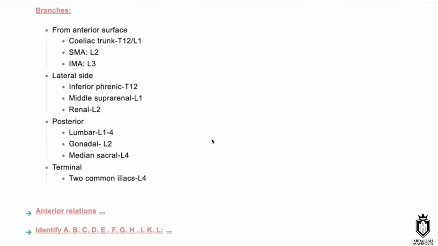So you can say, starting from T12, we have this and this. L1, we have this, and L2, we have this, and you work your way down, okay? So you can do it by levels if you're happy with that. Maybe you can say L1, celiac trunk, middle suprarenal, L2, superior mesenteric artery, L3, inferior mesenteric artery, etc. You can do it by levels, or you can do it by the surface, which I found a little bit easier, and you can still know the levels as well, but I wouldn't necessarily mention them unless I'm asked.